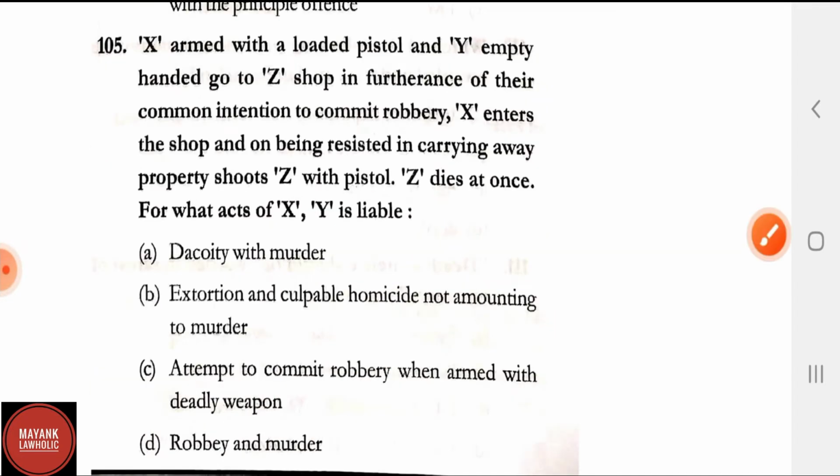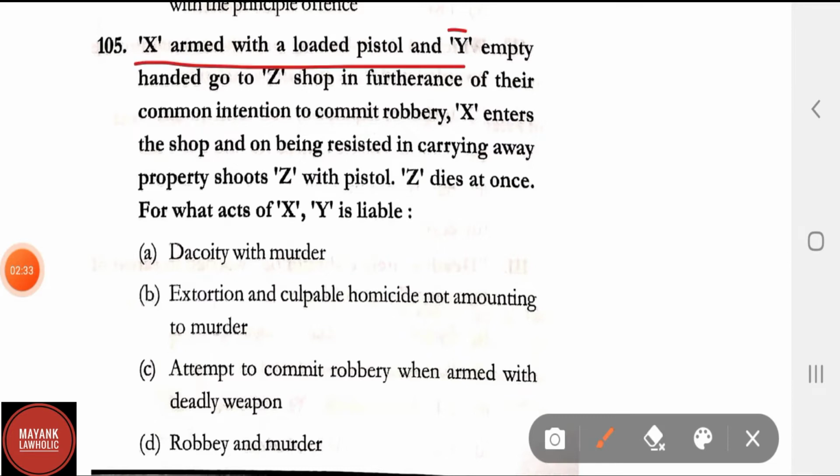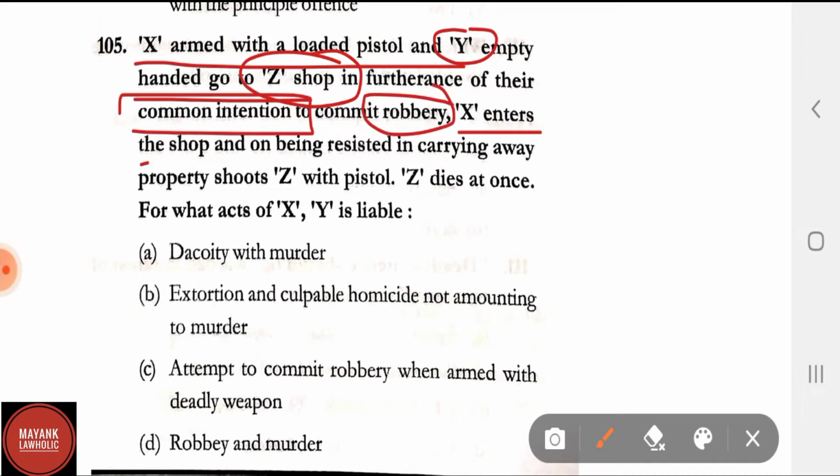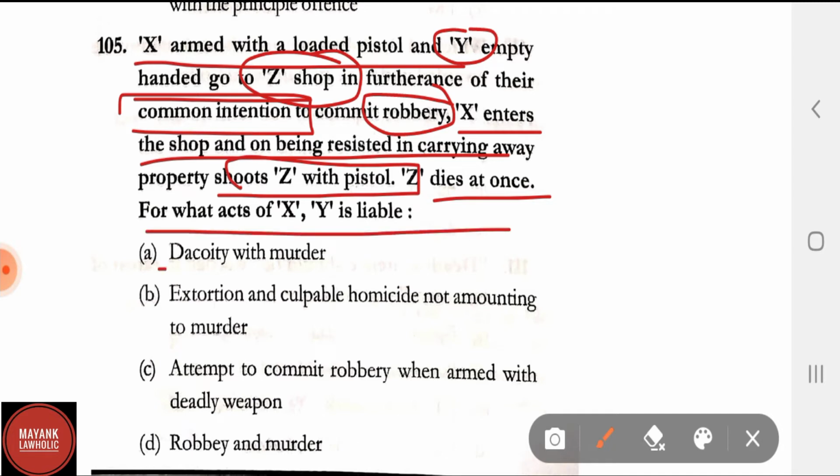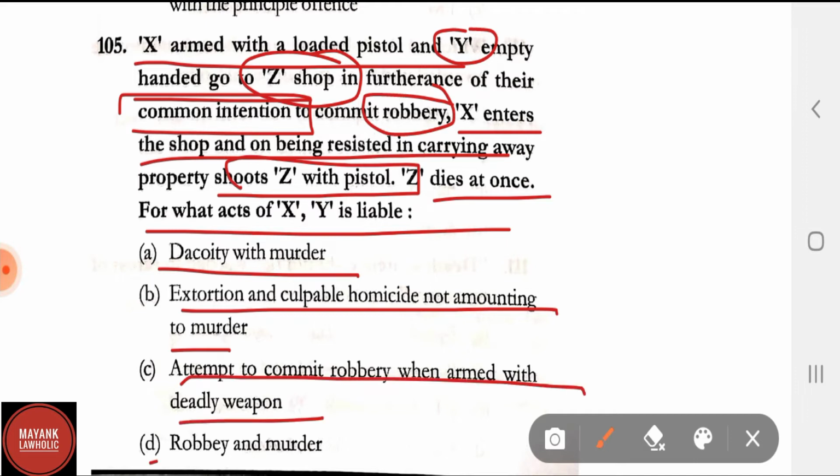Question number 105. X armed with loaded pistol and Y empty-handed go to Z's shop in furtherance of their common intention to commit robbery. X enters the shop and on being resisted in carrying away property shoots Z with pistol. Z dies at once. For what acts of X and Y is liable? Options are A, dacoity with murder. Option B, extortion and culpable homicide not amounting to murder. Option C, attempt to commit robbery with armed with deadly weapon, and option D, robbery and murder. Here the correct answer is option D, that is robbery and murder.